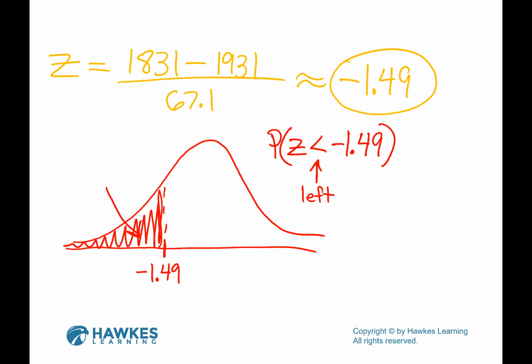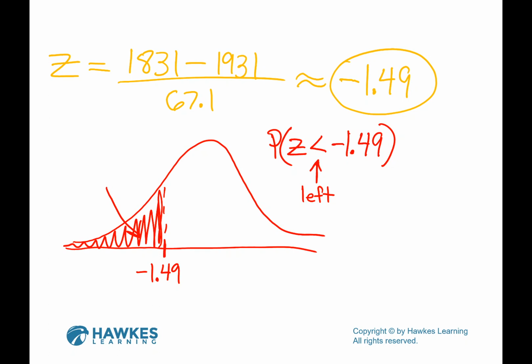So how do we find the area to the left? What do we have to look up? Just look up the z, right? We just look up negative 1.49. Okay. Right, area to the left, we just look it up. Area to the right, we look up the opposite or do the complement rule. Area between, we look them both up and subtract the areas. Area in the two tails, we find both and add them together.